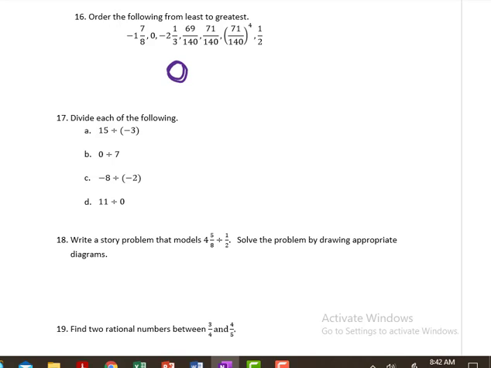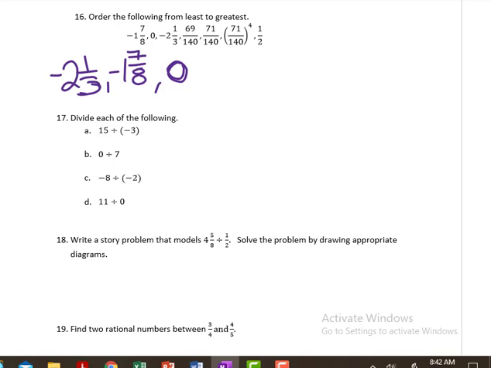So I know that the number directly to the left of 0 will be -1 and 7/8, and you can look at a number line to help you see this. What would be more negative and further away from 0 is the number -2 and 1/3. So now we're going to go to the right and look at the positive values.